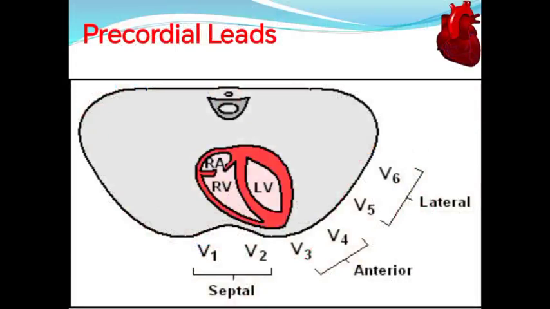Here you see how it looks. I told you V1 and V2 view the septum of the heart. These are called the septal leads, and V3 and V4 view the anterior part of the heart. V5 and V6 view the lateral wall of the heart, and V4, V5 and V6 are the lateral wall leads.